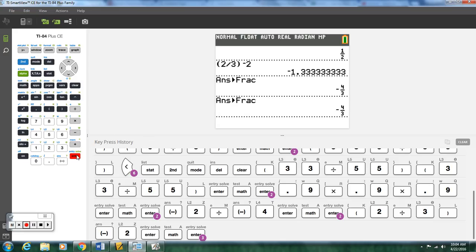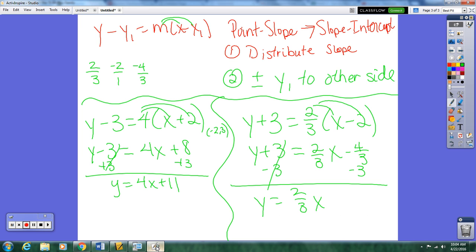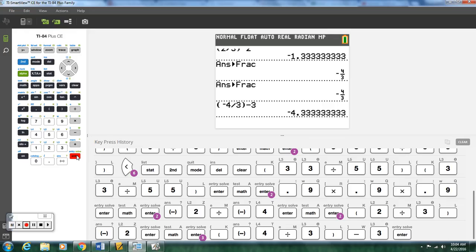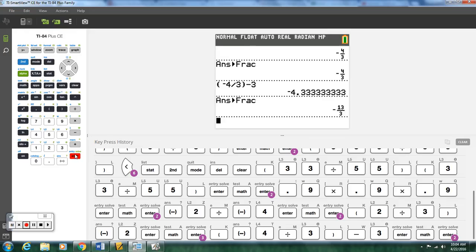Whoops, not what I wanted. Let me just do it. Negative 4 divided by 3. And then remember we're doing negative 4 divided by 3 minus 3. So minus 3. Again, it'll give it to me as a decimal, but I want it to be a fraction. So I'm going to say math, and I enter. And then negative 13/3.